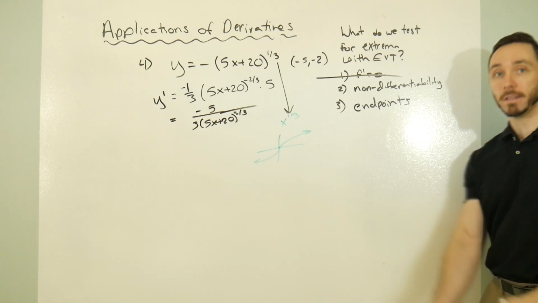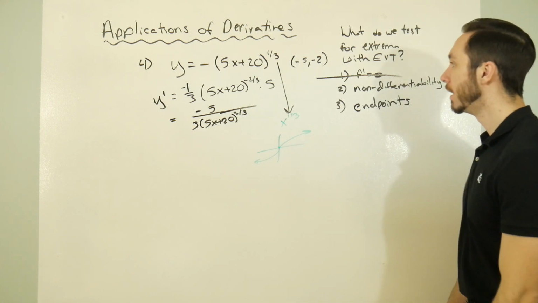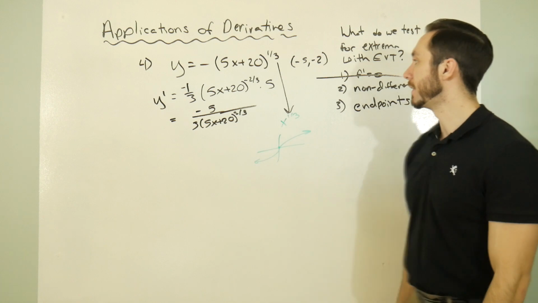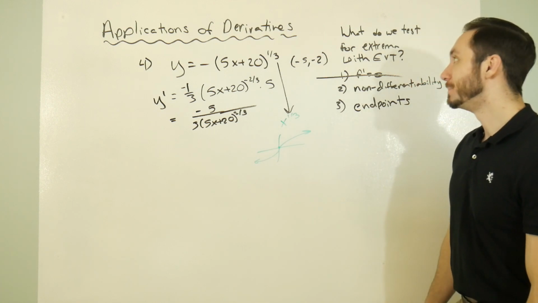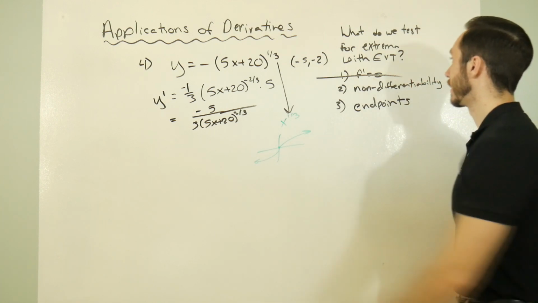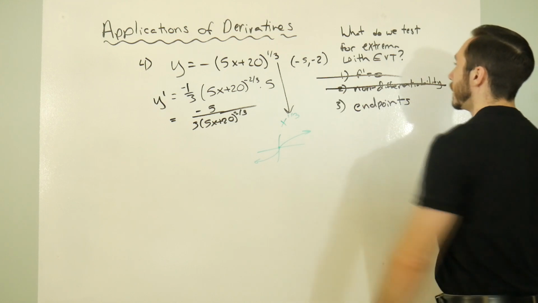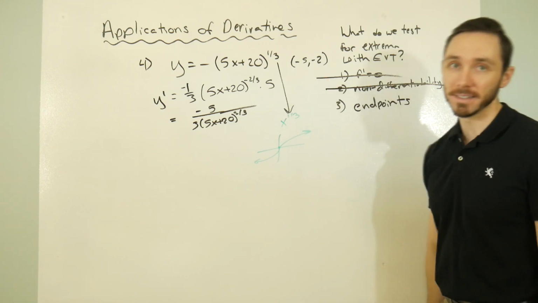Point of non-differentiability, yeah, sure, there's a point of non-differentiability. You can plug that in. It's going to be -4. But it's not going to help you. You're going to have a vertical tangent there, so no good. And no endpoints here. I don't have endpoints.